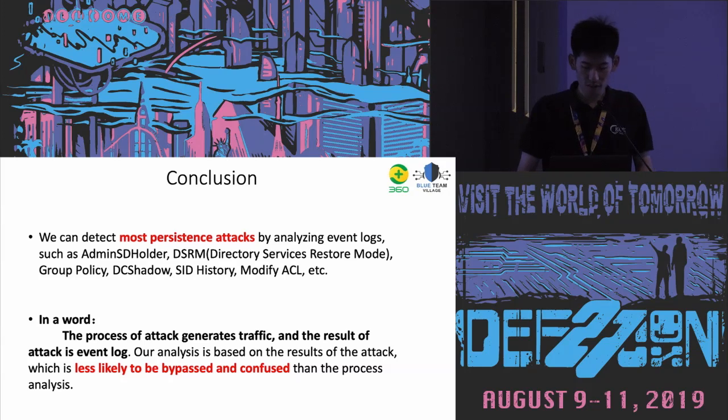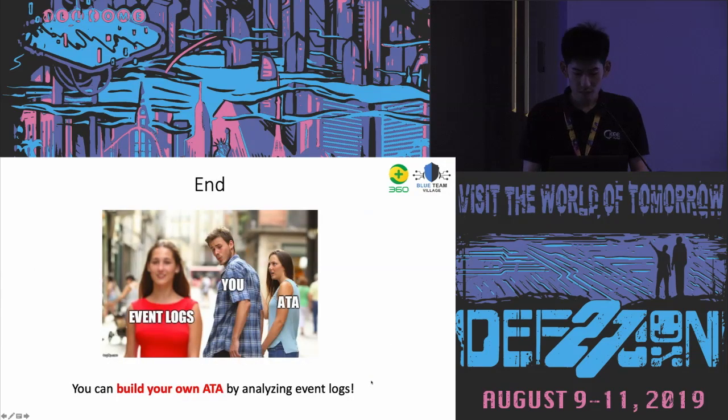So in a word, the process of attack generates traffic, and the result of the attack is the event log. Our analysis is based on the results of the attack, which is less likely to be bypassed or confused than process analysis. So I think if you know the attack methods, you can build your own ATA by analyzing event logs. It's not very hard.